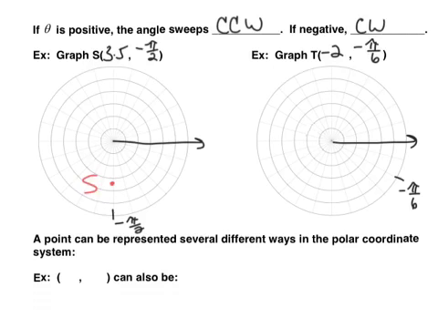Negative 2, negative pi over 6 is 180 degrees from the original point. Let me see if I can, it's kind of hard for me to see on this iPad here. It's going to end up there. There's T, because that is a straight line 180 degrees from the original point.